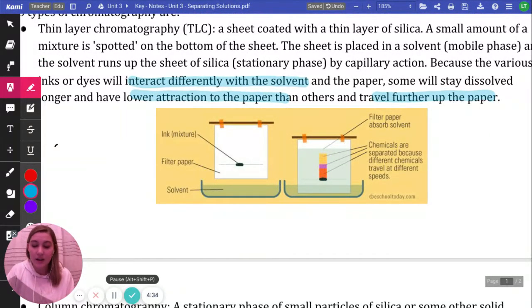We have our ink mixture at the bottom of our thing. It's placed into the solvent. As the solvent travels up, it carries the ink mixture, whatever you're separating with it. It separates out over time because they have different attraction to the paper. The stronger their attraction to the paper, the less far they're going to travel, whereas the weaker their attraction, the farther they're going to travel.